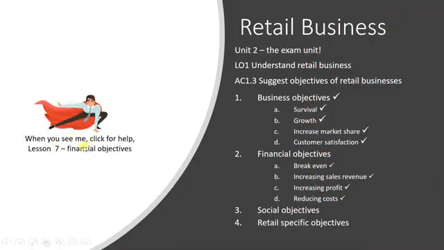Again, on Learning Objective 1.3, Objectives for Retail Businesses, we're looking at financial objectives. And as mentioned before, these objectives are based on the financial performance of a business. This lesson is going to focus on increasing profit, C, and reducing cost, D.